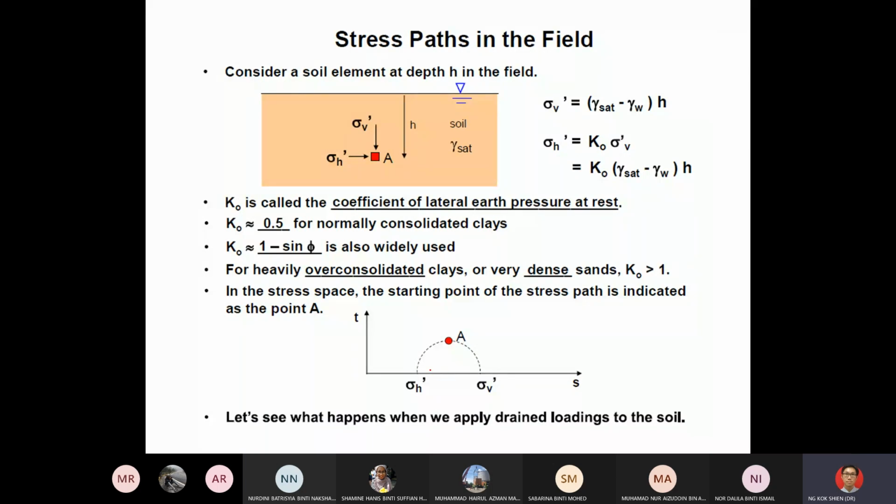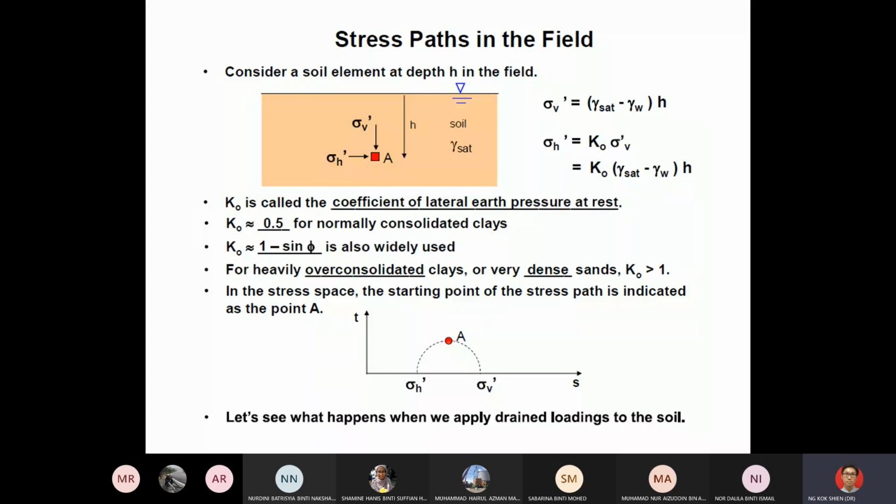It is not zero, the t is not zero, but it has some value. The initial point has some value already, because sigma V is larger than sigma H. And this K0 value is actually quite different for different types of soil. For over consolidated soil and very dense sand, you can get K0 more than 1.